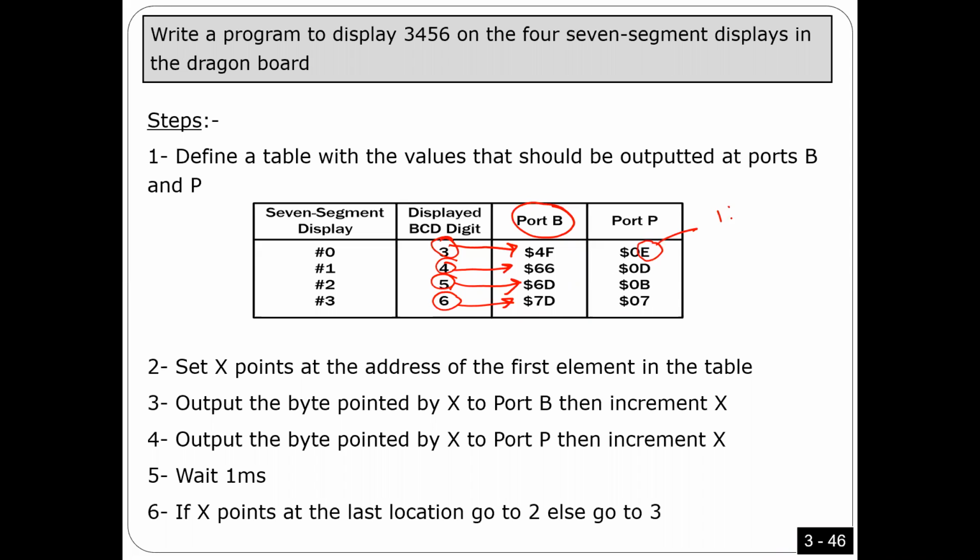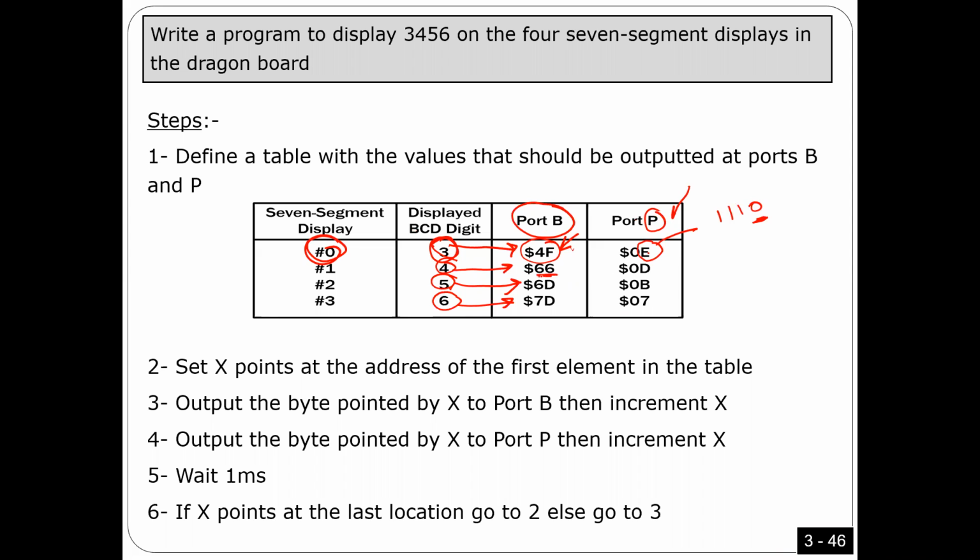And this code here, guys, E. E means 1110. That means I'm going to enable display 0. So this one is going to go to display 0. So this value has to go to port P. When I output this number, I have to output this value to port P because I need the 3 to go to display 0. Okay. Now let's see the next one.